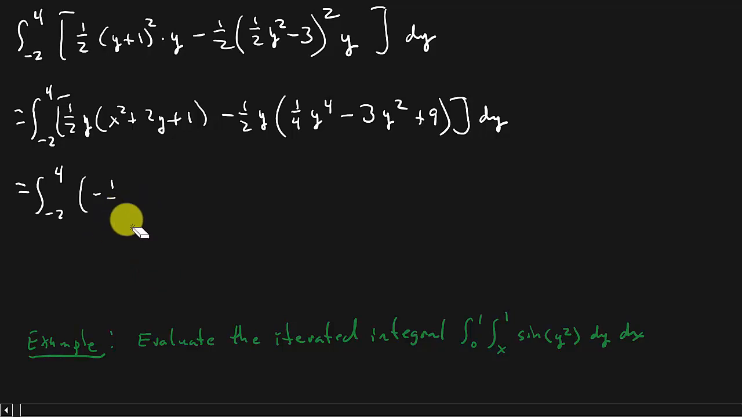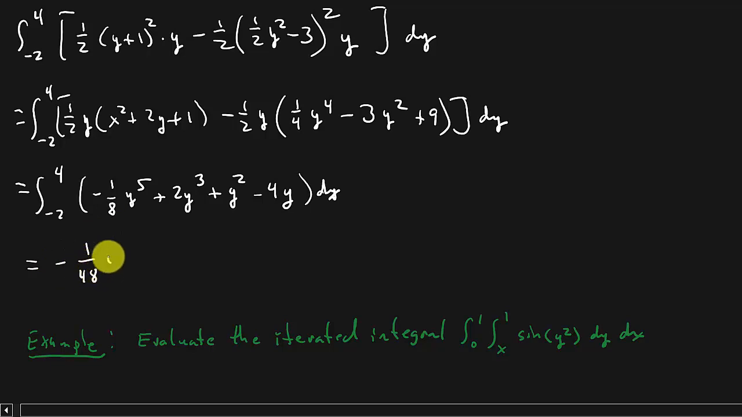No, that's not 1/y. Negative 1/8 y to the 5th plus 2y cubed plus y squared minus 4y dy. And then we integrate that. When I integrate that, that's going to give me negative 1/48 y to the 6th plus, that's going to be 4 divided by 4, so that's 1/2 y to the 4th, plus 1/3 y cubed minus 2y squared, and that's from negative 2 to 4.